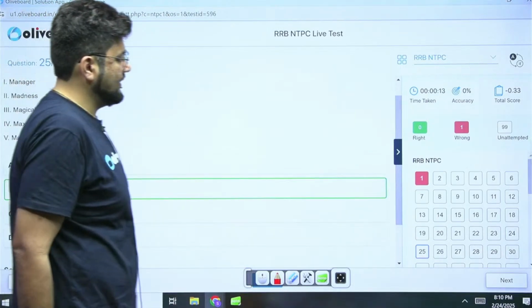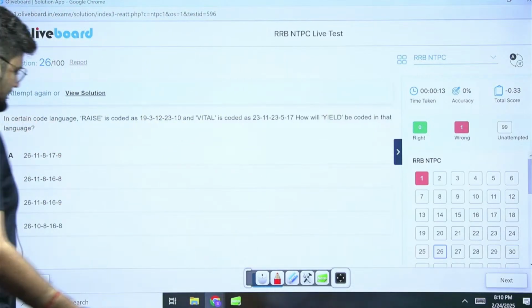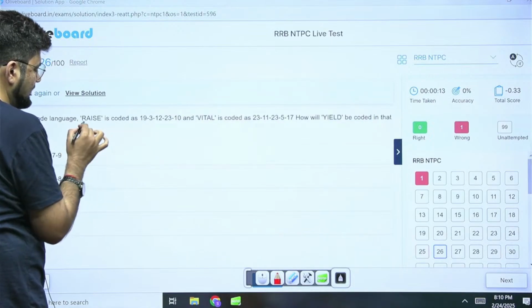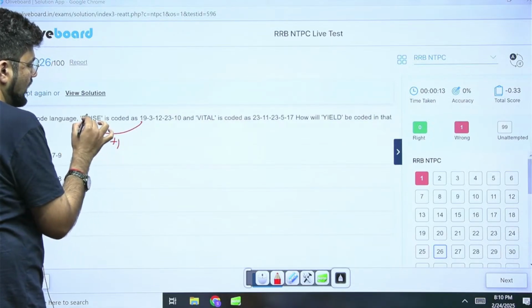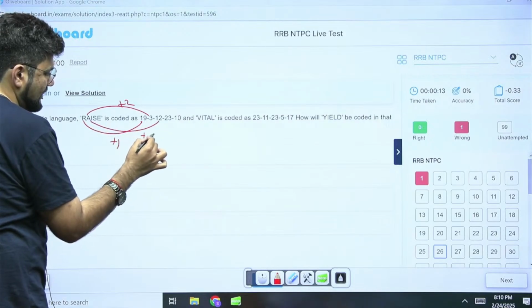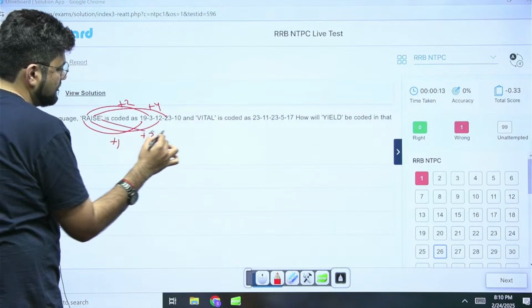Yes, absolutely correct. Next question, question number 26. Very easy, a coding based question again. So raise is coded as 19, 3, 12, 23, 10. Vital is coded as this. How will yield be coded? What is happening? This is 18, 18 plus 1 is 19. 1 plus 2 is 3. 9 plus 3 is 12. 19 plus 4 is 23. And 5 plus 5 is 10.